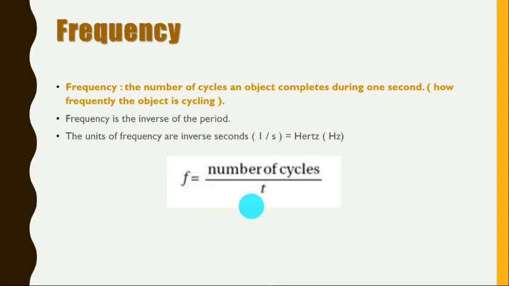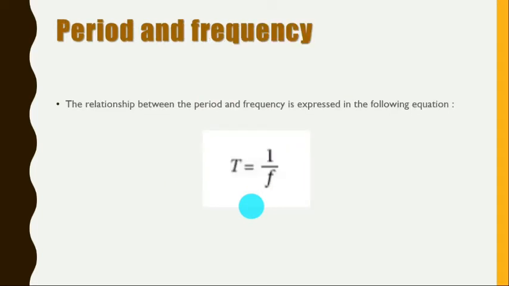Clear? So what's the relation between period and frequency? The relationship between the period and the frequency is expressed in the following equation. Period is 1 over frequency. Frequency is 1 over period. Okay? Because sometimes they give you frequency, they ask you to find period. What do you do? You just divide 1 over frequency. You get the answer for period.